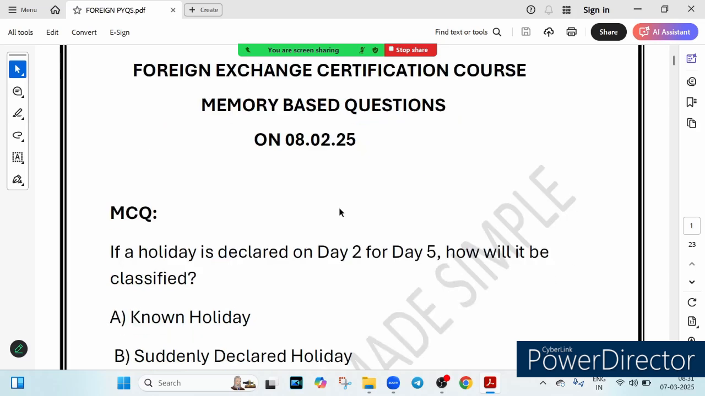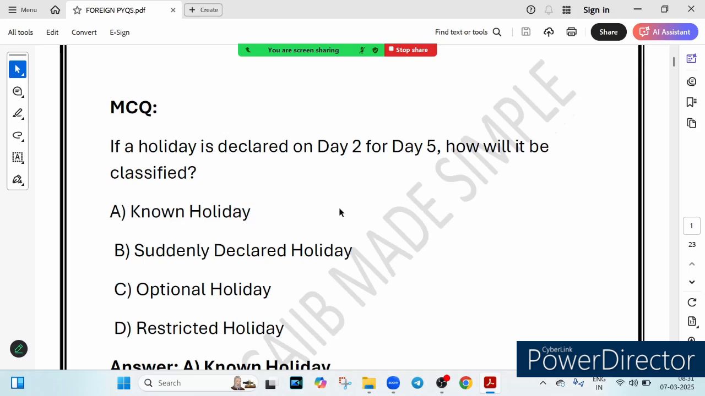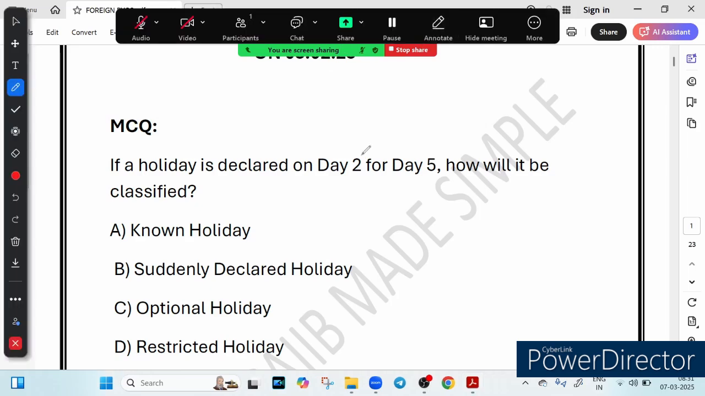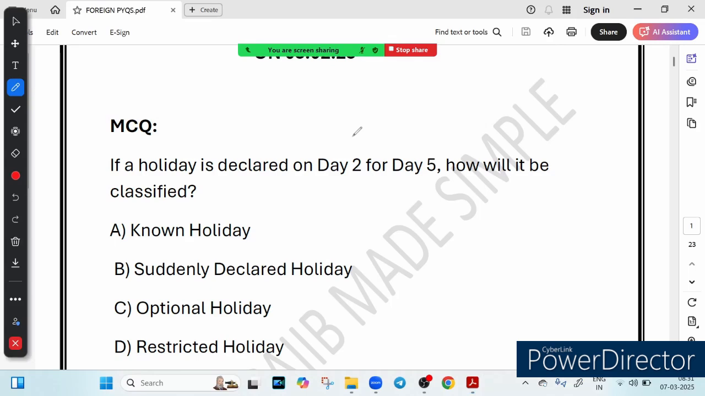So first of all, let's see what are the questions which have been asked in the previous year. First of all, try it yourself and then see the explanation. So the question is, if a holiday is declared on day 2 for day 5, how will it be classified? Option A, known holiday. Option B, suddenly declared holiday. Option C, optional holiday. Option D, restricted holiday. So these are the 4 options given. Take a moment to think about it. Got your answer? Great. Now let's break it down.